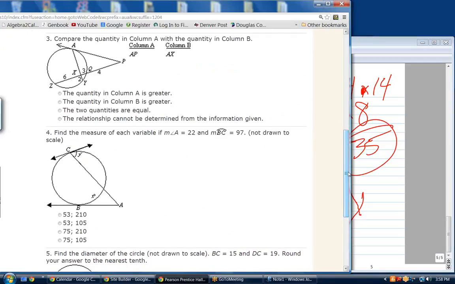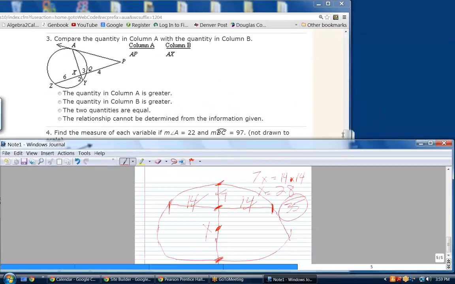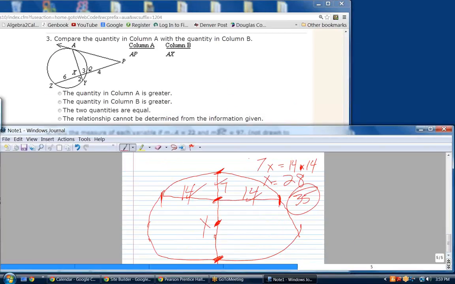Compare the quantity in column A with the quantity in column B. Okay. Again, let's see. AX. Wow. Which is bigger, AP or AX? Well, let's see. What do we know? We know that AP is equal to PQ times PZ. So you're doing 6 times 4? I haven't gotten around to doing anything yet, but yeah, it looks like that's what we are looking at here.